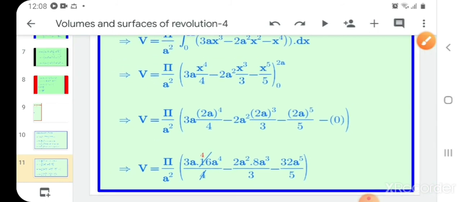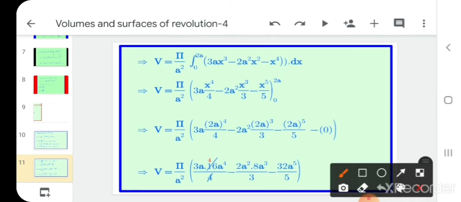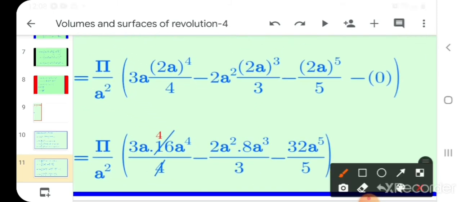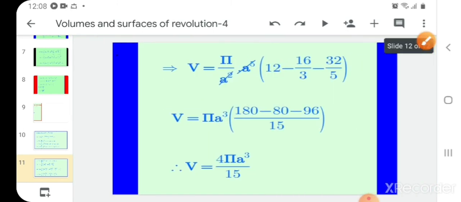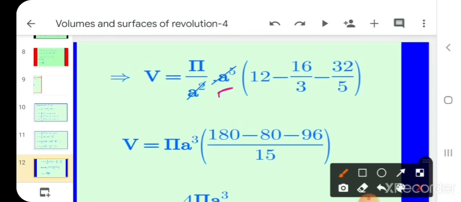After simplifying, what do we get here? 3 4s are 12, wait, 4 4s are 16, so 3 4s are 12. A into a power 4 gives a power 5. Minus 2 8s are 16 by 3, a power 5. Minus 32 by 5, a power 5. In all terms we have a power 5, so I take a power 5 common. Before that we have the constant pi by a square, and the remaining numbers are 12 minus 16 by 3 minus 32 by 5. A square and a power 5 cancel, and we get pi a cube.